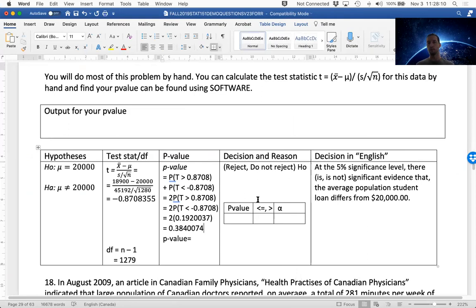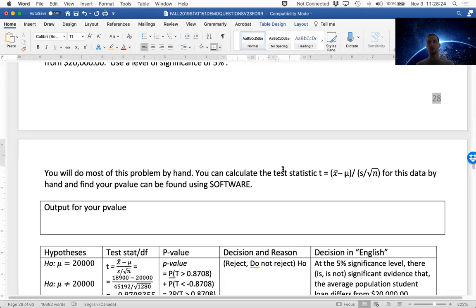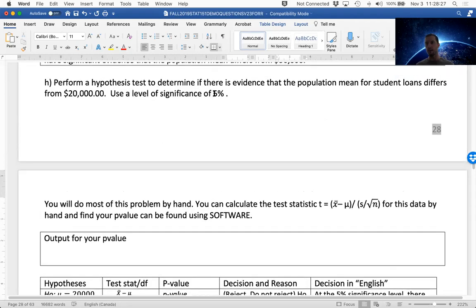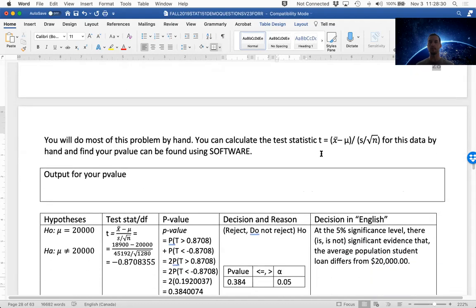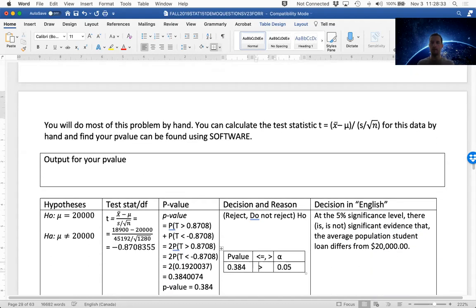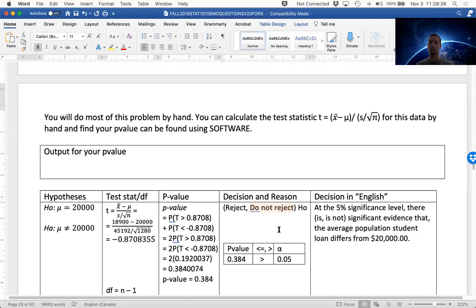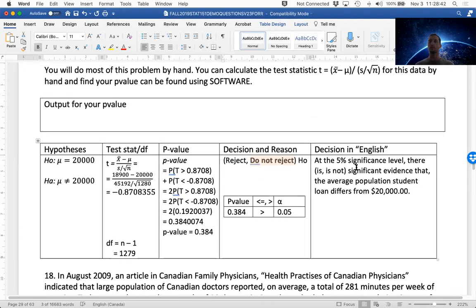Now the rules for using the p-value are exactly the same. So we can mark down that our p-value is 0.384. Our significance level is now 0.05. Notice in the question that we have to use a significance level of 5%, so we've made a slight change to the significance level here. This is still greater than that value. So because our p-value is bigger than alpha, we do not reject H0. Then we can say at the 5% significance level, there is not significant evidence that the average population student loan differs from $20,000.